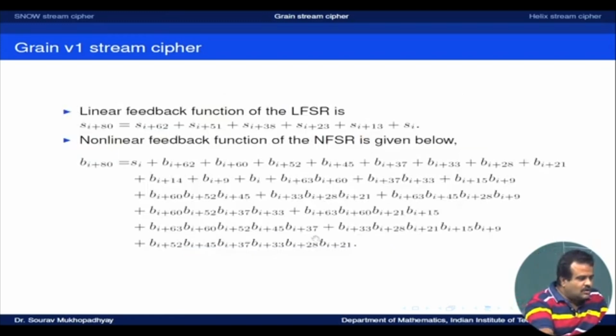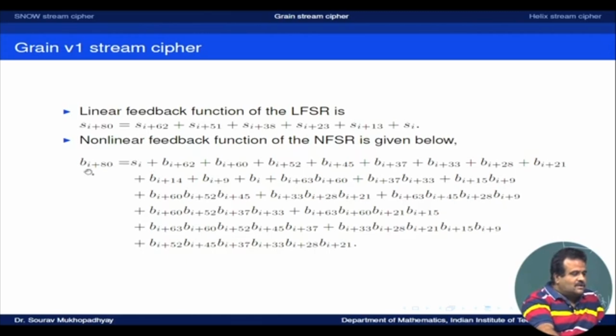So let us talk about this. This is how the feedback function of the LFSR is happening. It is taking this many bits. This is 80 bits, and among these 80 bits, we are taking the 64th bit, 51st bit, 38th bit, and so on. These are the bits contributing in this f function. So this is the function of how we make the feedback, the state update function of the LFSR.